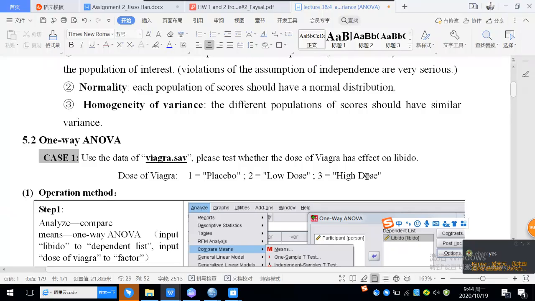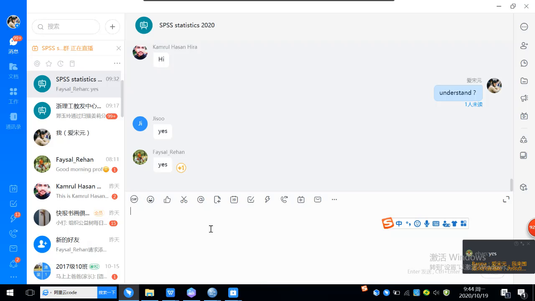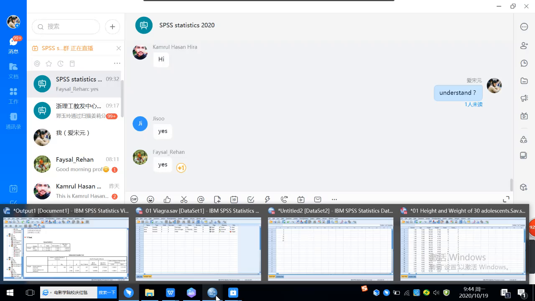For this example, please tell me which is the dependent variable, which is the factor, and how many levels of the factor we have. Three questions. Please answer them. Would you please answer?